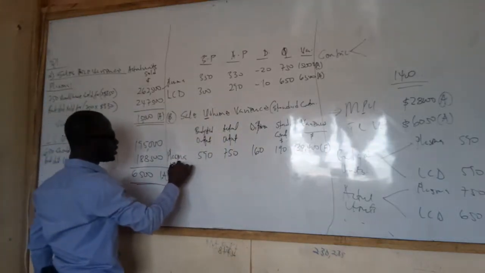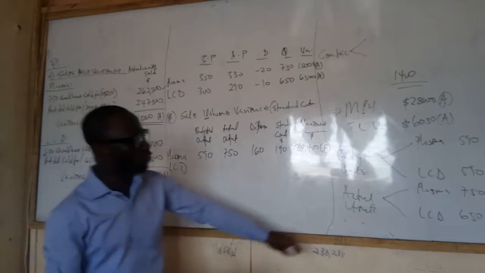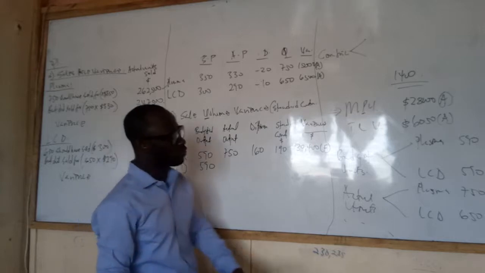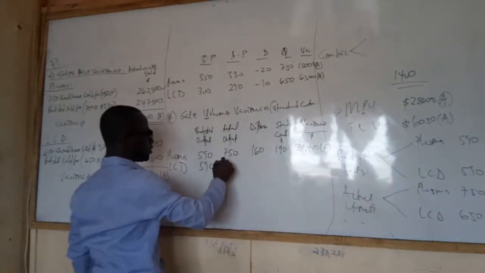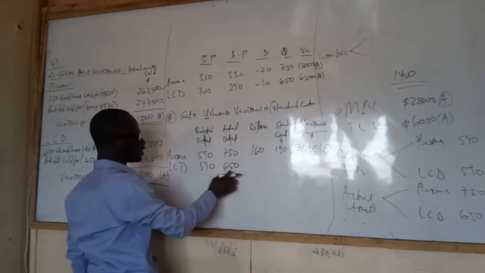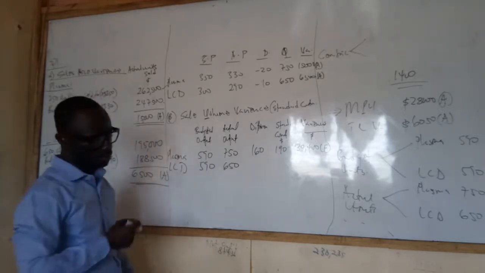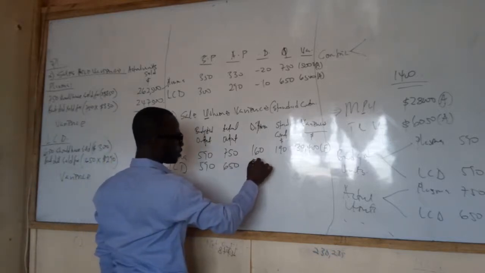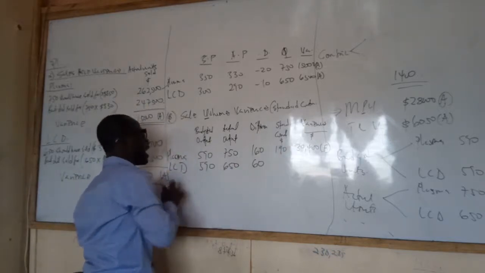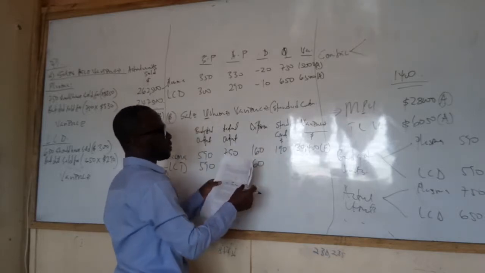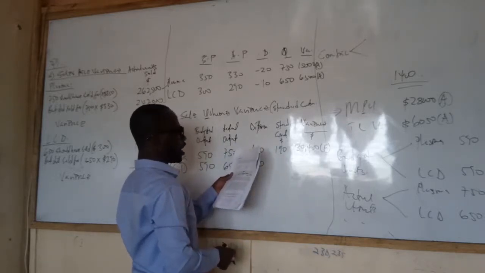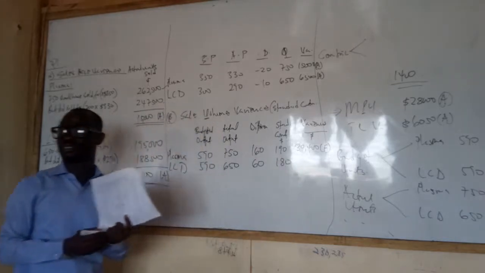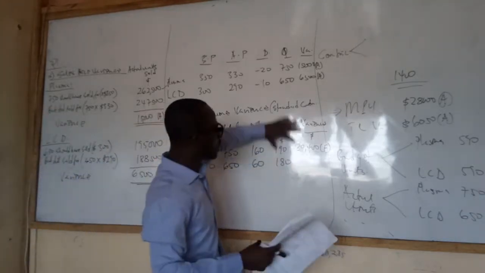Then we come to LCD. Budgeted unit for LCD is also 590. But actual unit for LCD is 650. So difference 60. What is the standard contribution for the LCD? Standard contribution for LCD is 180. The contribution I got wrong. Yes. So you should use the contribution.